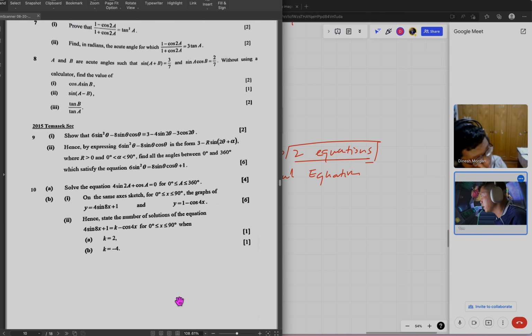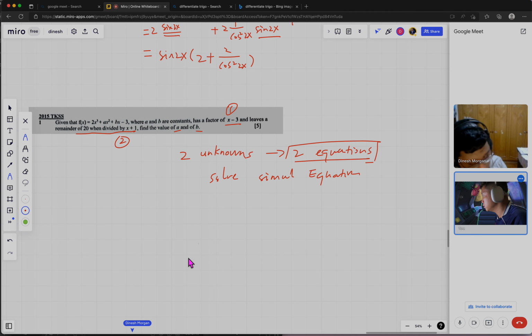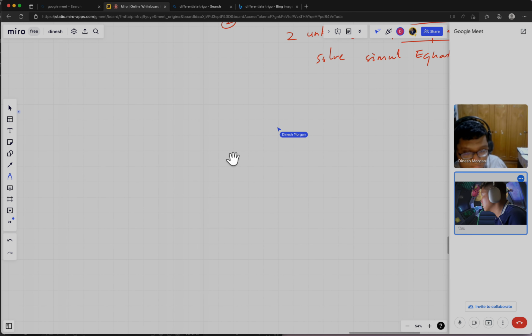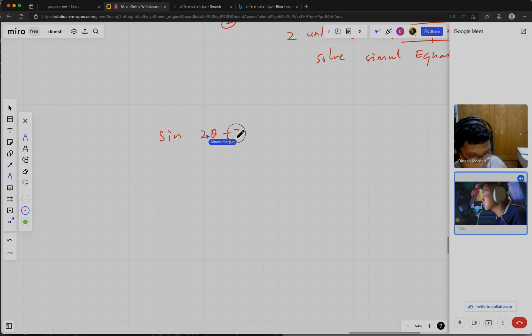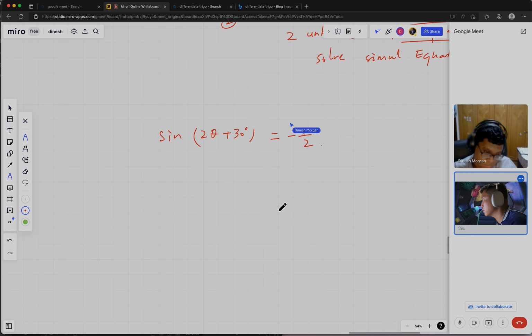Oh, yeah. So maybe I should do this question together with you, because today one student asked me a similar question like this. Sine of 2 theta plus 30 degrees equals negative half. So a lot of students miss some of the answers, or they miss two of the answers. So I want to emphasize one more time how you can ensure that you don't miss any answer.